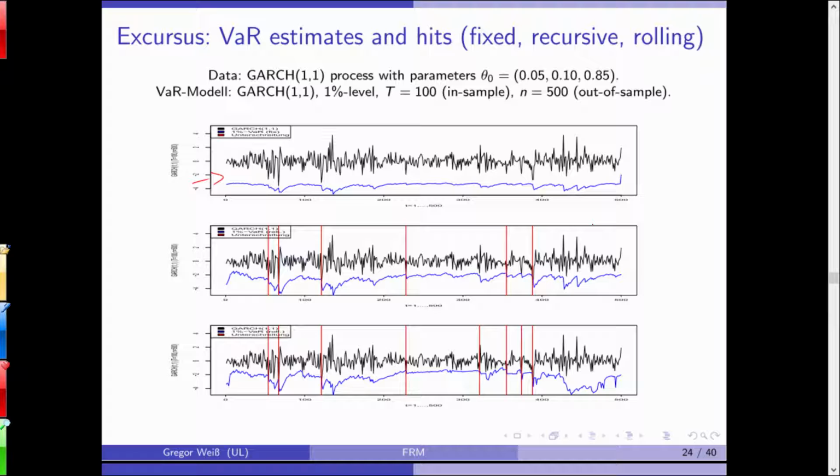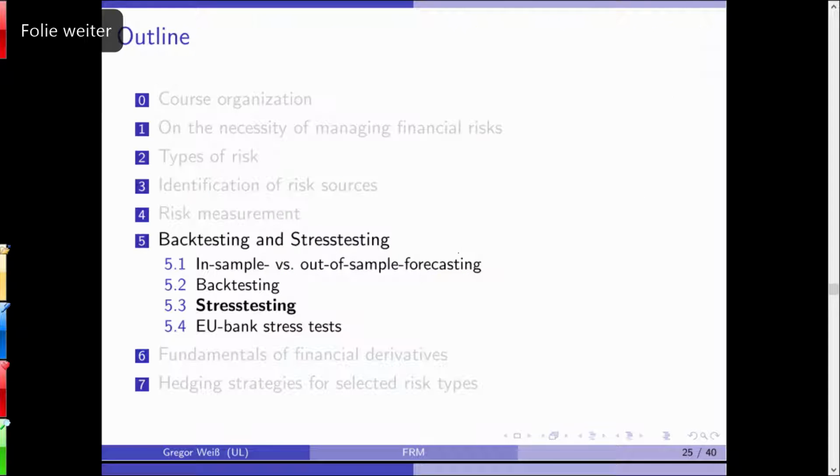I think actually it's the same model, just a different type of estimation window used. So in this one, we have a fixed window. This one is rolling. And this is recursive. I think it gets larger, might be. I'll look in the paper. Okay. Any questions concerning backtesting?